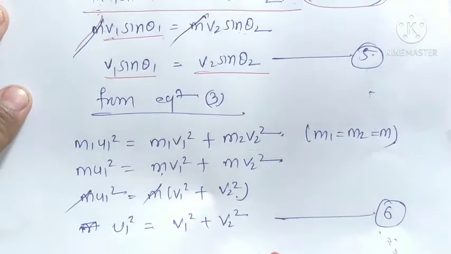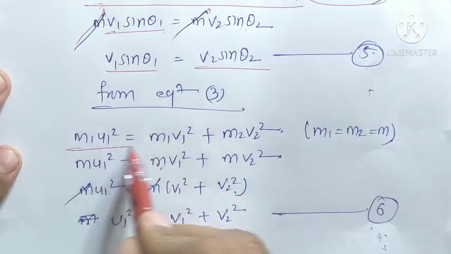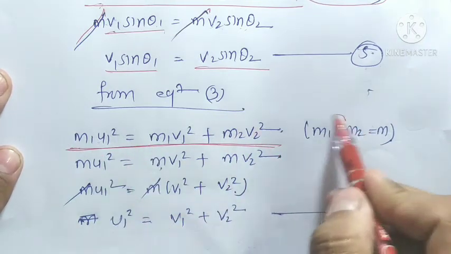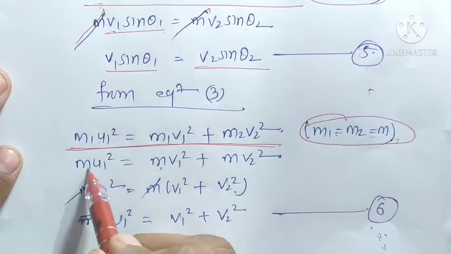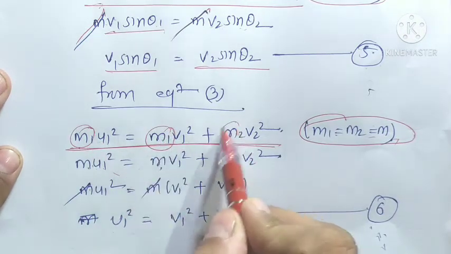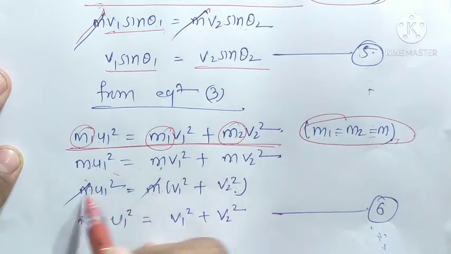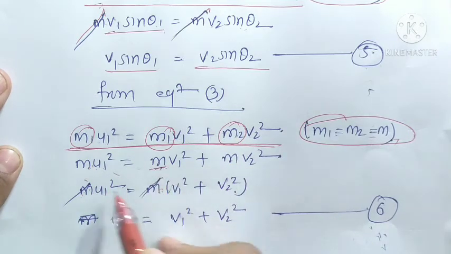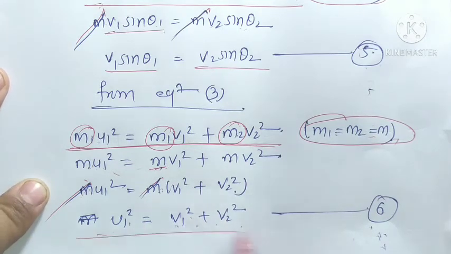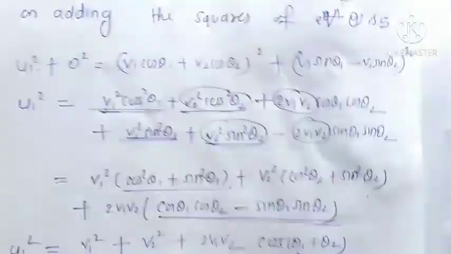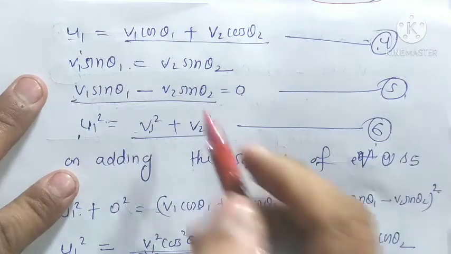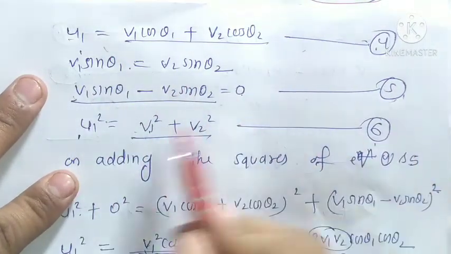Here we use equation number 3. We put m1 is equal to m2 is equal to m, and we take m common, and m cancels. So what is left is u1 square is equal to v1 square plus v2 square. After that we have three equations: equation number 4, equation number 5, and equation number 6.